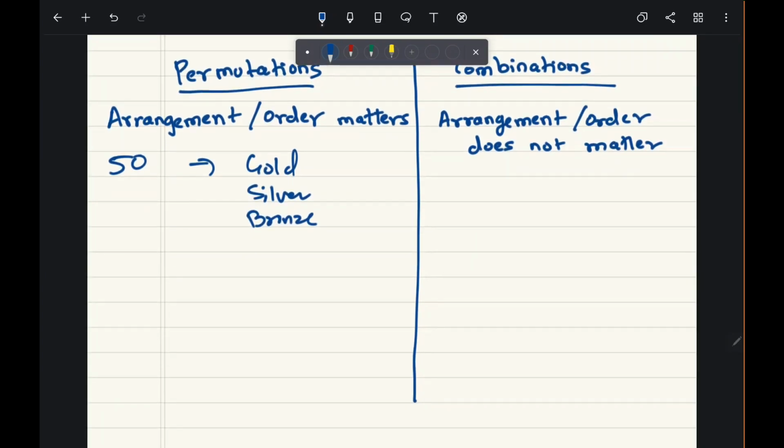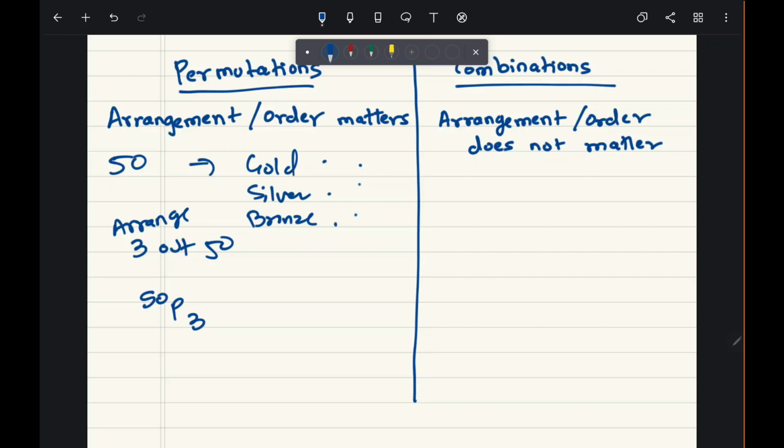So basically, in the case of permutations, what we're doing is arranging 3 students out of 50 students, right, in these 3 places, so gold, silver, or bronze, right? And the order definitely matters because it's either first place or second place or third place, right? And that is denoted by 50p3. So we are permuting 3 students out of 50 in this.